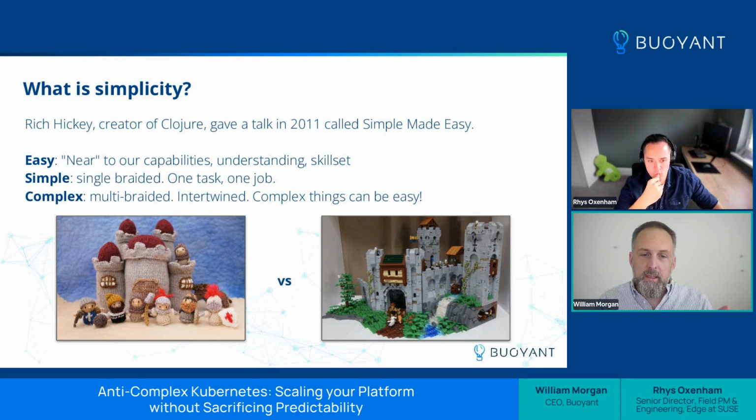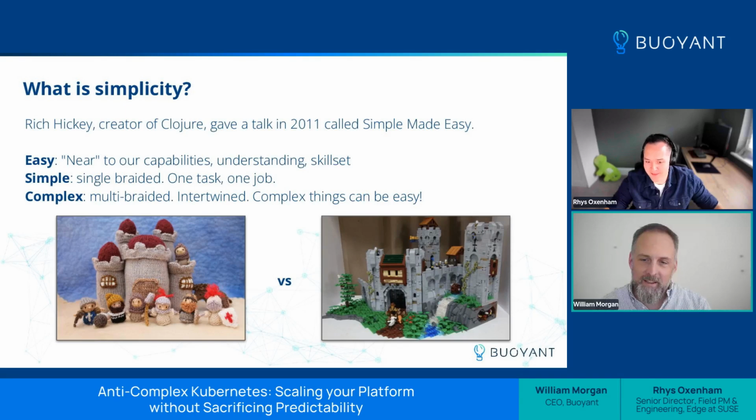The example he gave, which I really like, is the knitted castle versus the Lego castle. They're both castles, but everything in the knitted castle is intertwined, and everything in the Lego castle is decomposable. So if you are on maintenance duty and you've got a kid who says, hey, I need help fixing or modifying my castle, Rhys, I'll ask you, which castle would you rather be on the hook for modifying? Lego all day long.